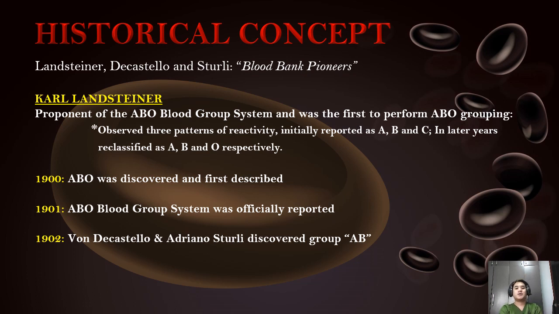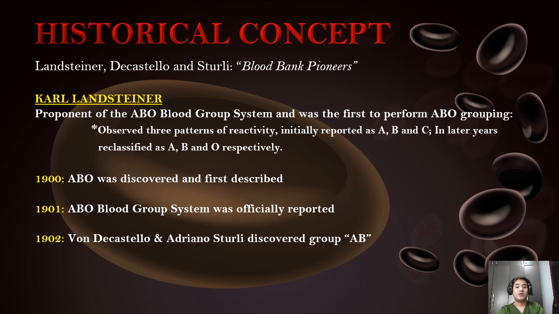You know, class, it is always imperative to at least get acquainted with the milestones, most especially the scientific evidence of numerous discoveries, including the contributors that come with each discovery. So Landsteiner, De Castello, and Sturli are known as the three blood bank pioneers that were recorded in our blood bank history. The ABO blood group system was actually discovered and first described in 1900 by Karl Landsteiner and was officially reported in the year 1901.